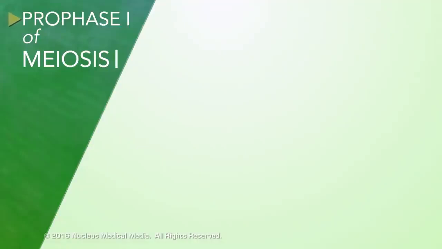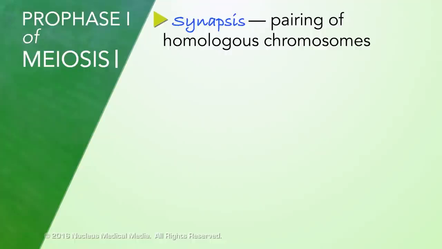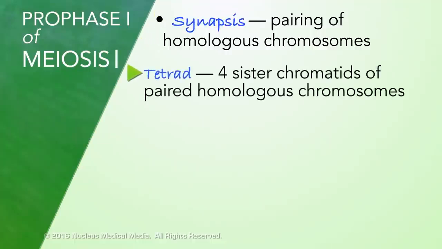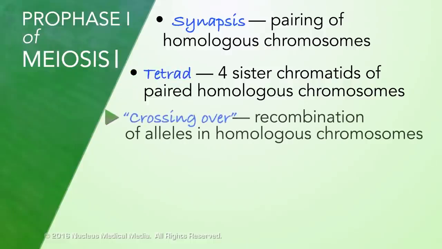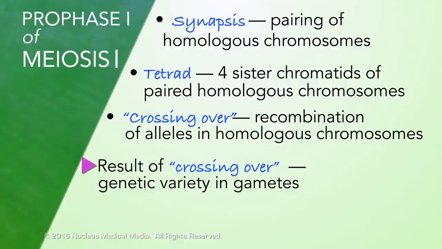And here are some key points to remember about prophase I. The pairing of homologous chromosomes, called synapsis, occurs. Each pair of homologous chromosomes, consisting of 4 chromatids, is called a tetrad. During the process of crossing over, chromosomes in homologous pairs exchange segments of alleles. Crossing over results in genetic differences in gametes. All gametes produced by meiosis are haploid.